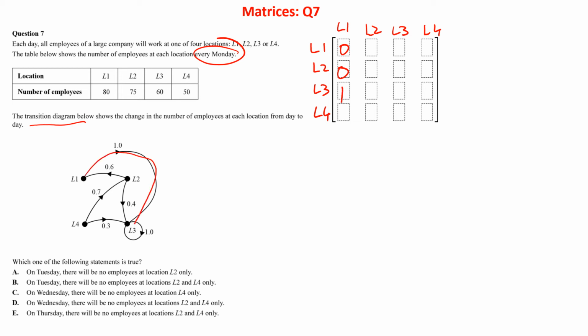So it's sort of like that. You're going that way and then that way. So you're going from one to that number. And then for L4, L1 to L4 it's 0 because I can't get there. There's no linkage there. Okay, so that's what I'm doing with that there.